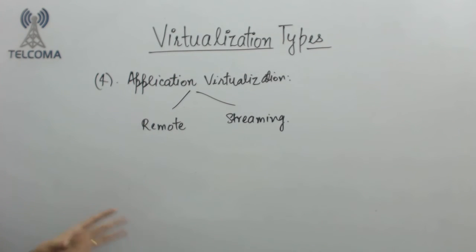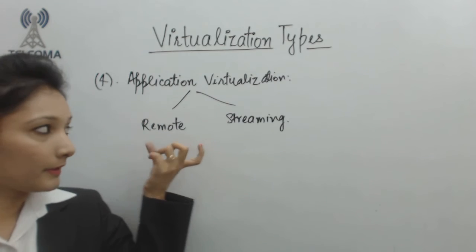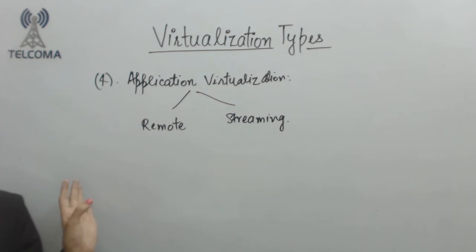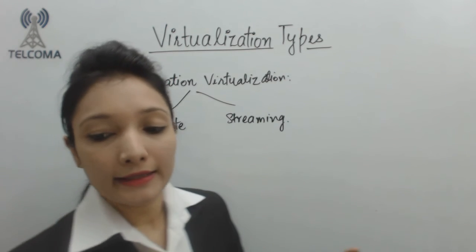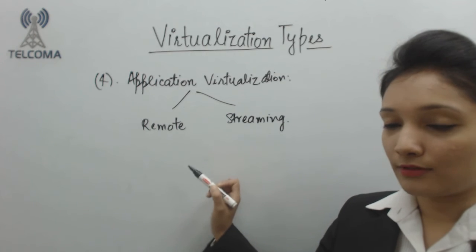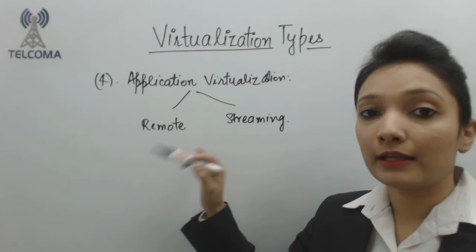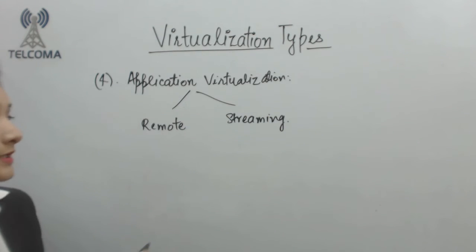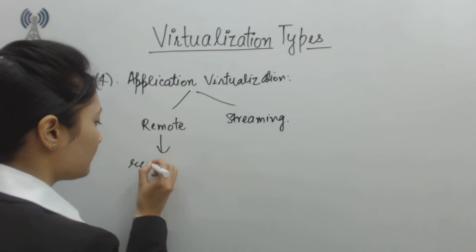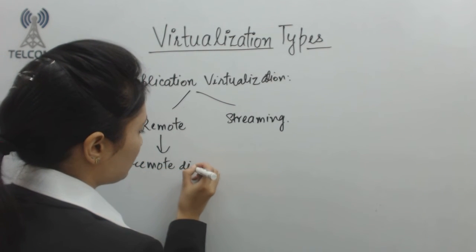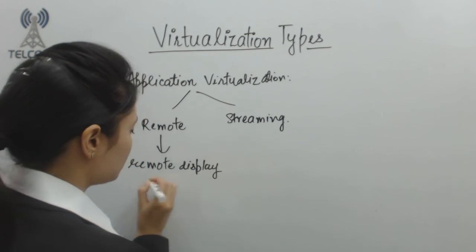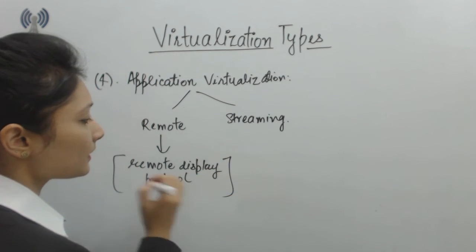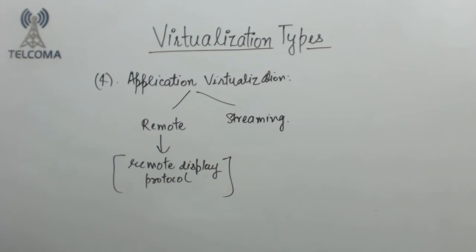Remote applications run on a server. As is clear from the name remote, it is located somewhere distant, so it will be running on the server. The end user can view and interact with the applications they require over a network by a remote display protocol. With the help of this remote display protocol, the users can interact with and view the application.